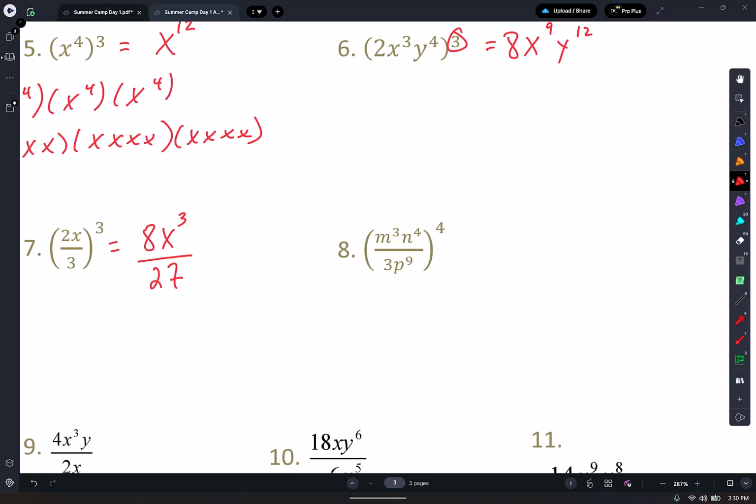All right, first we look at the inside to see if there's anything we can evaluate or simplify. There is nothing that simplifies, so here we go. M cubed raised to the 4th power. That's going to be m to the 12. N to the 4th raised to the 4th power. That's going to be n to the 16 over, let's see, 3 to the 4th. Let's put 3 to the 4th. Is everyone okay with that? Yeah. In a little bit, we'll figure out what 3 to the 4th is. And then p to the 9th raised to the 4th. That's going to be p to the what?